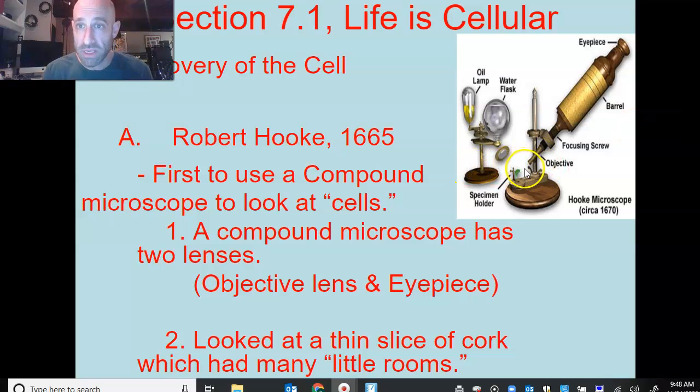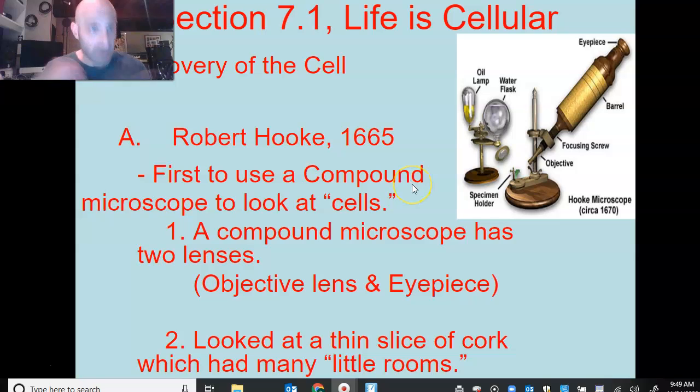If you take a look here, whatever the person is trying to look at, they would put down here in the specimen holder. Light would be shined on it from this little device here. This was just an oil lamp to give light. And then this would be the actual microscope here, where you have one magnifying glass in the eyepiece, and the second one would be down here in the barrel, and then you could focus that image in a way that you could see it at a very high magnification.